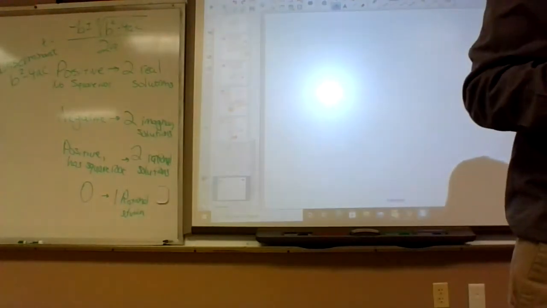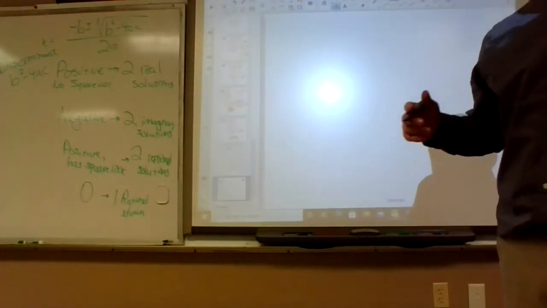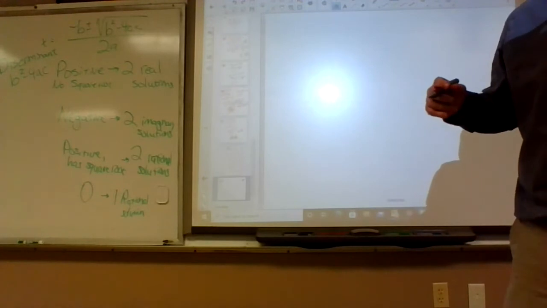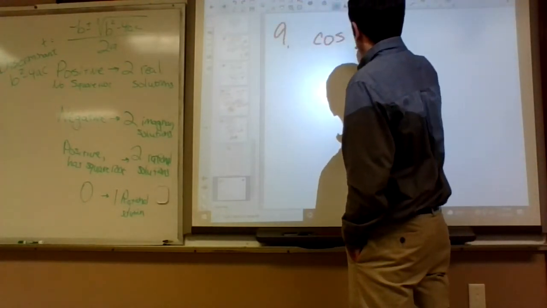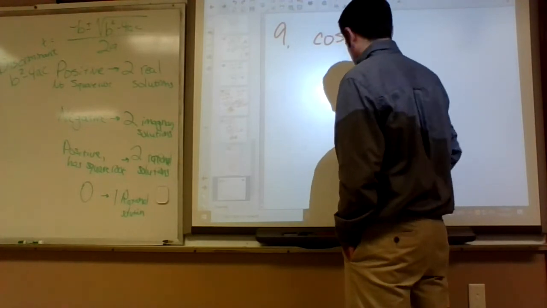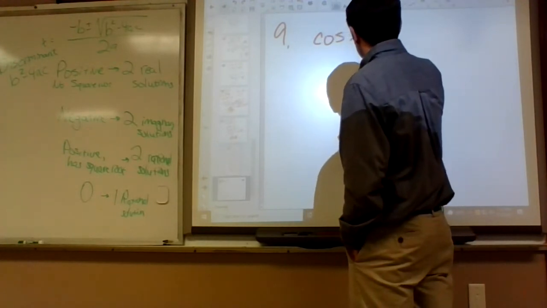Are we on number 9? There's no numbers on number 9: cosine tangent equals cosine. We'll fix that in a second.